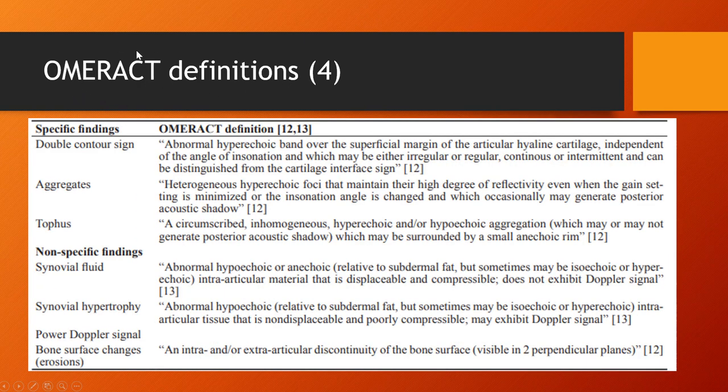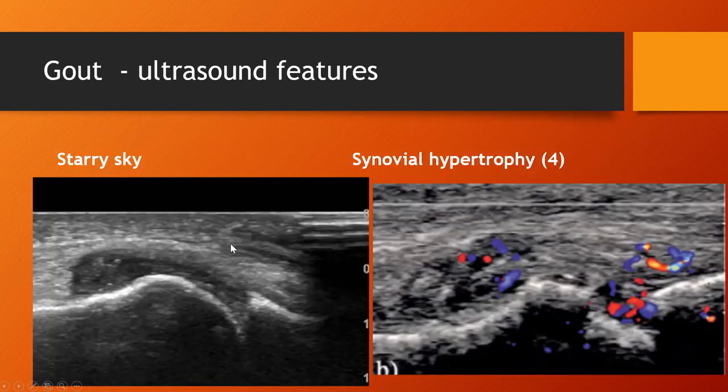So there are definitions which you can look into for further study. I found it helpful, this double contour sign, and I'll show you an example of that. It affects articular hyaline cartilage and it's highly specific, and we will have a look at that on an ultrasound. So tophus, I'll show you a case of that as well.